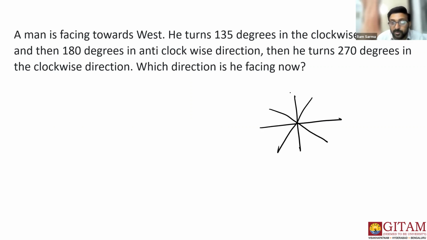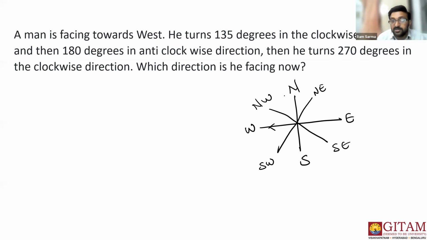So we know that directions will be this way: north, east, south, west. A man is facing towards west. So let me write the remaining directions as well: northeast, southeast, southwest, northwest. He turns 135 degrees in clockwise direction. You are given that he is initially facing towards west. He turned 135 degrees in clockwise direction.